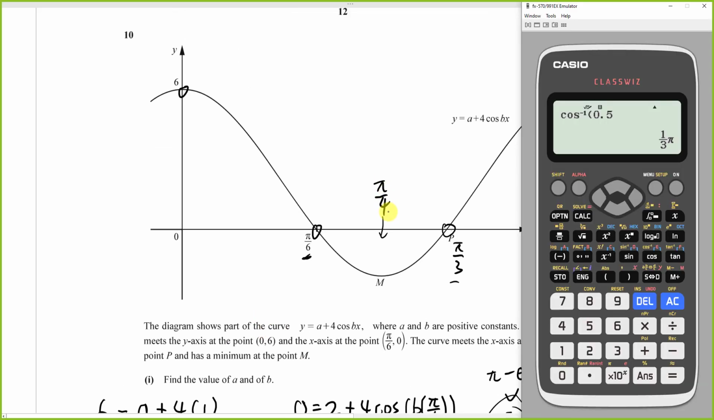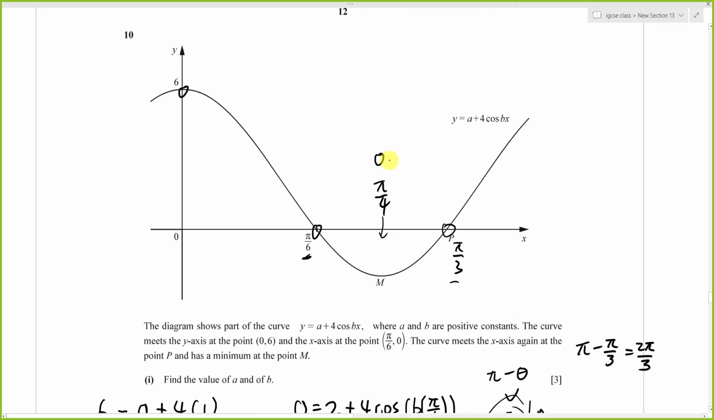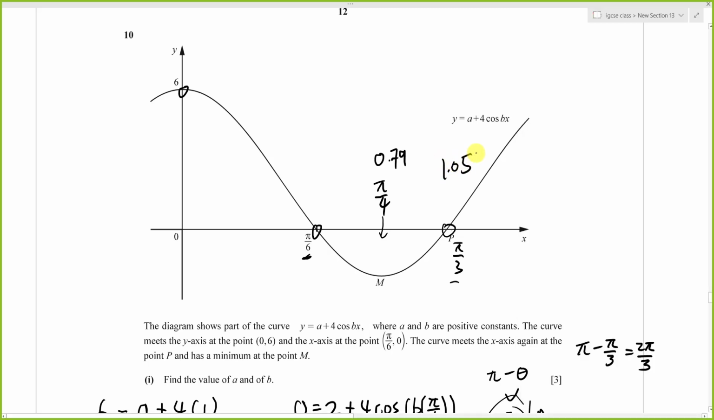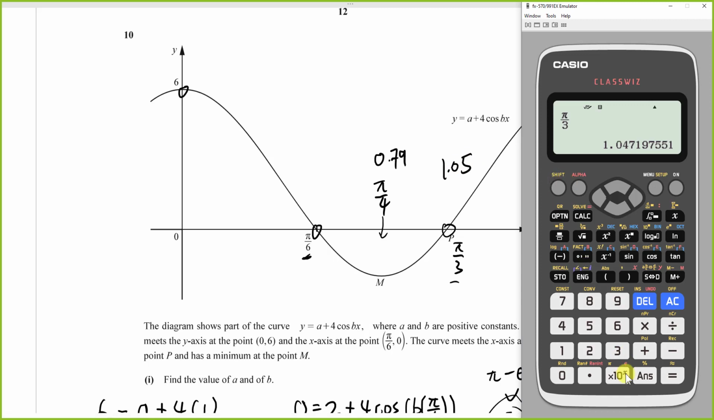If you take over here, pi over 4, change the decimal, this is 0.7879. This is 0.79. Then you take pi over 3. Pi over 3 is 1.05. This is 1.05. And then you check pi over 6. Pi over 6.